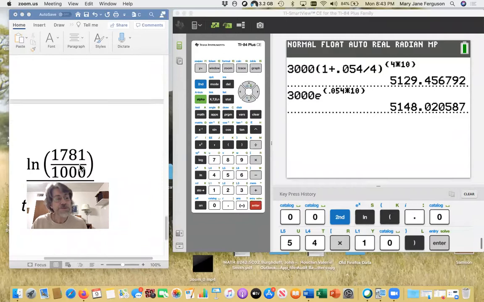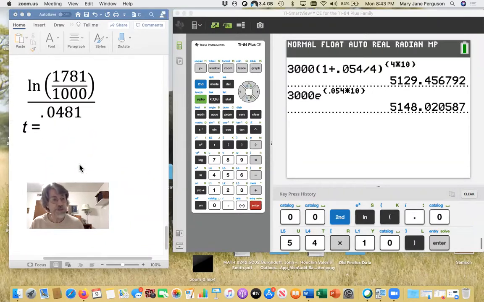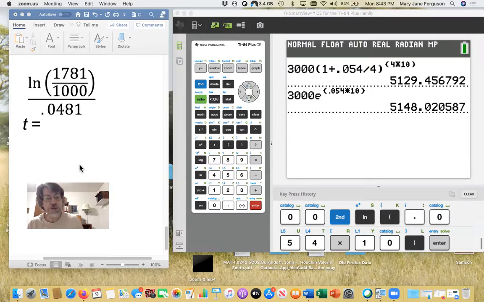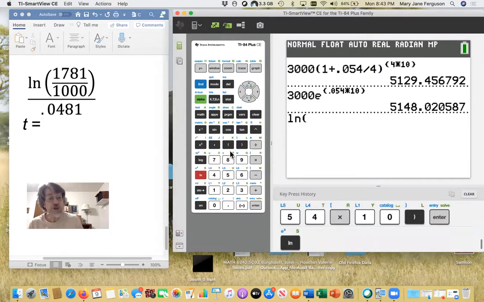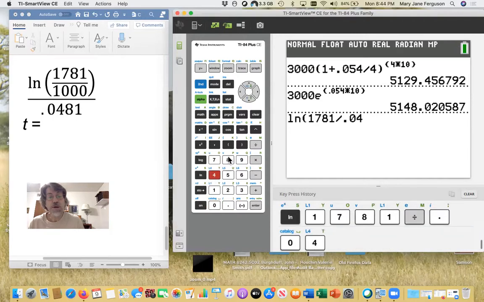Over here on the left, I've written down the calculation that we just figured out that we need to do, just so it's handy. And let's do this on our calculator. So the numerator only contains one factor. We don't really need to keep parentheses around the numerator. We will need to say natural logarithm and then have parentheses around the quantity inside the natural logarithm. 1781 divided by 0.0481, just copying that down.